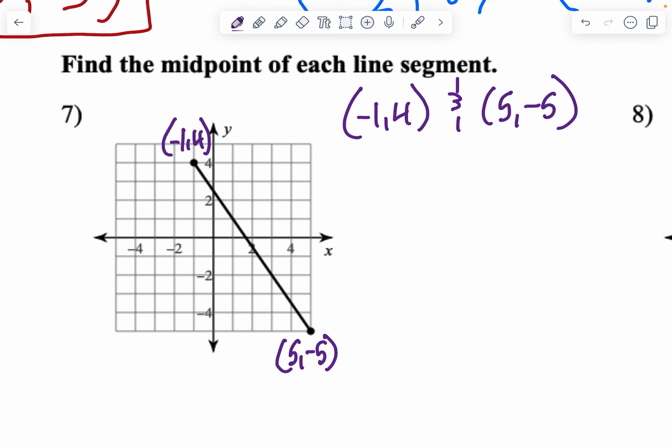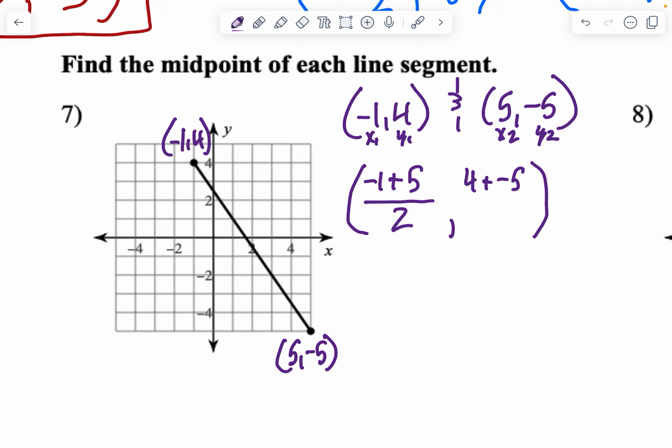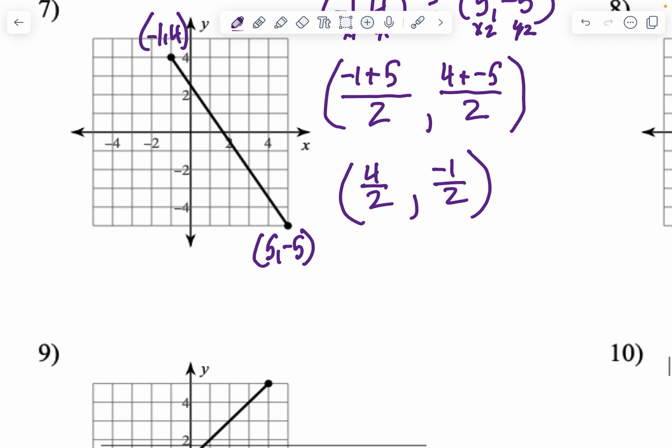So plugging this into midpoint formula, I'm going to make my giant point, and then I'm going to add the x's together. So remember, labeling takes an extra 3 seconds, but I think can be really important to us. x1 plus x2 over 2, y1 plus y2 over 2. And when I simplify this down, that gives me 4 over 2, -1 over 2. So this final answer is going to be 2, -1/2.